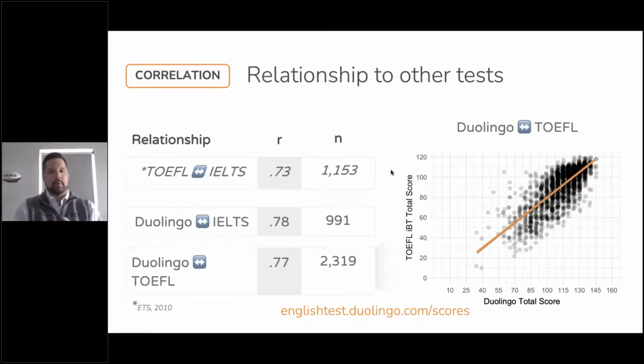Next slide is going to talk about the correlation between Duolingo and TOEFL, and we're at a 0.77 there as well. Anything that we talk about score-wise, our correlation tables, our research, actually can be found on our website, and you can see the link there below as far as how to disseminate our score, how to disseminate our subscoring, and things like that.